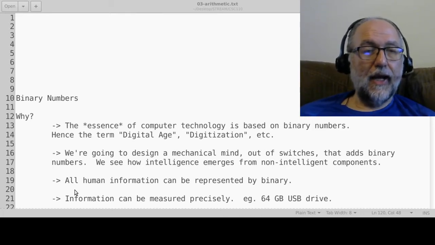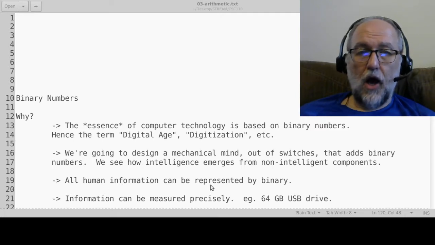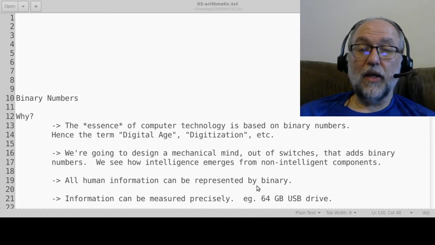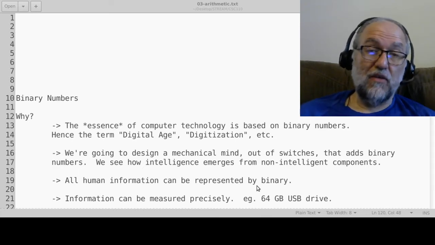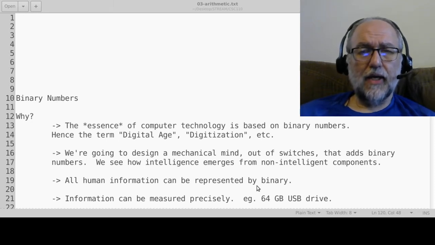All right, and the next thing, and this is now getting a little bit more practical, is that all human information can be represented as binary. Right now I'm just doing numbers. And actually, I'm only doing whole numbers, not even fractions and things like that. But numbers can be represented as binary.